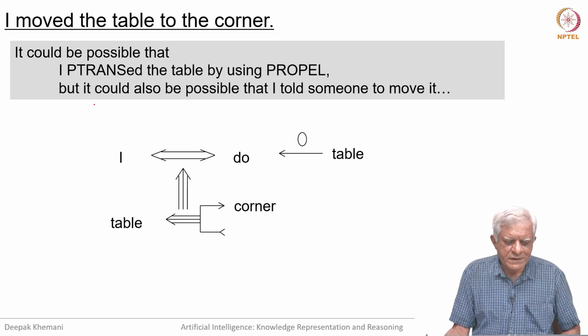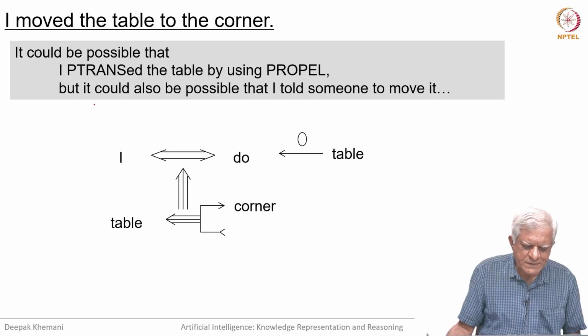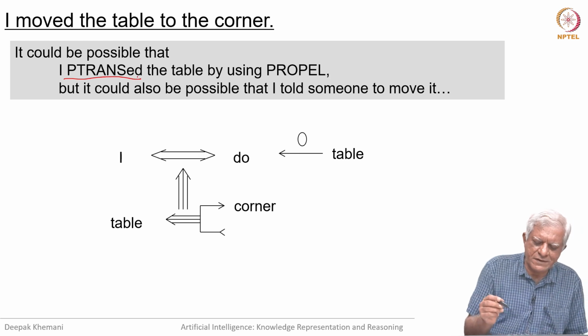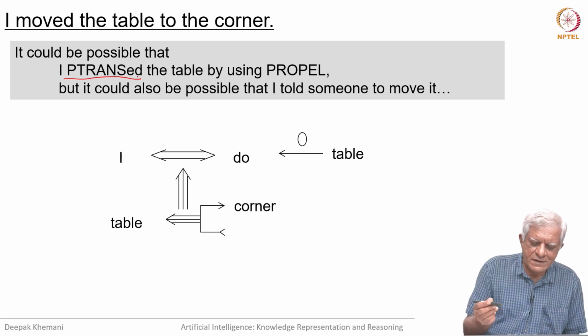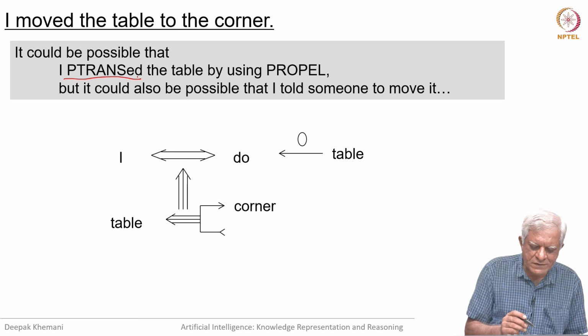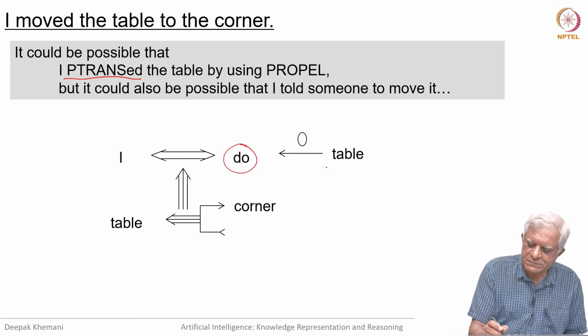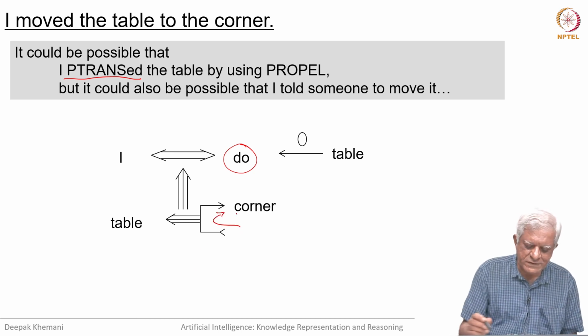When I say I move the table to the corner, then it is possible that I P-tranced the table by using propel, but it could also be that I asked somebody to do it for me essentially. So, if you want to capture the meaning of the sentence, I move the table to the corner, the best way to do it is I did something as a result of which the table went into a state of being in the corner.